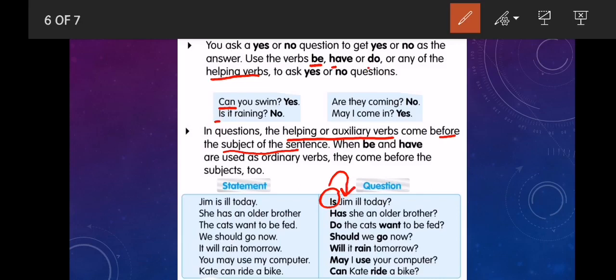Subject adalah pembuat action. So be di situ, ataupun contoh di sini kena guna is, dia digunakan, diletakkan sebelum subject. Is Jim ill today? Has she an older brother? Do the cats want to be fed? Should we go now? Okay. This one is a very good example untuk yes or no question lah.